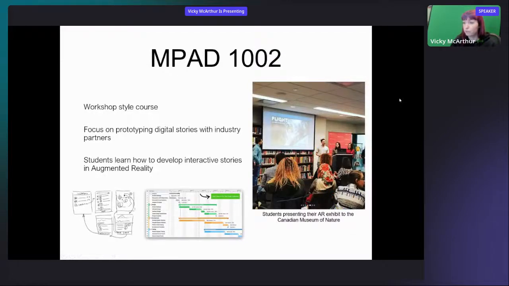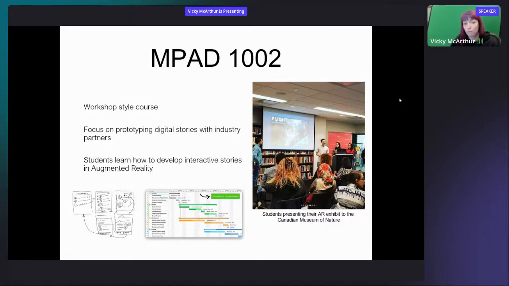MPAD 1002. This is the course that I teach in the winter. So you would start in the fall, 1001, with everybody in your incoming class. So all approximately 60 of you in one class. And then in the winter, you'll break off into one of two groups that meets for 3 hours on, I don't know what the days are next year, but this year it's Tuesday and Thursday. So you either meet for 3 hours on Tuesday or for 3 hours with the other group on Thursday.